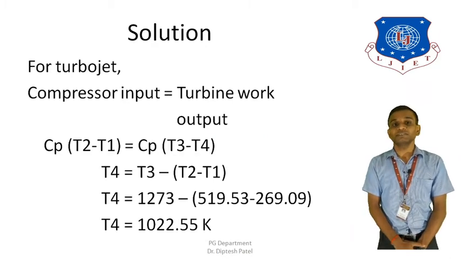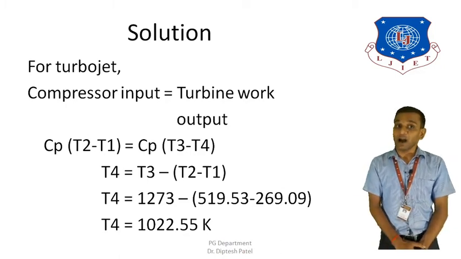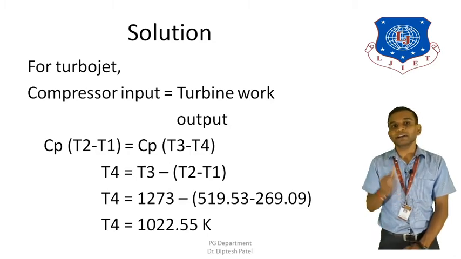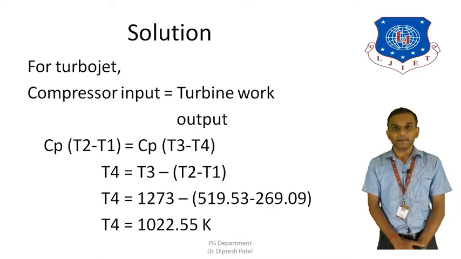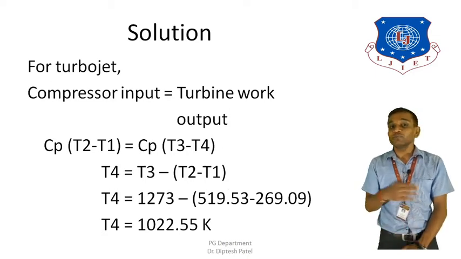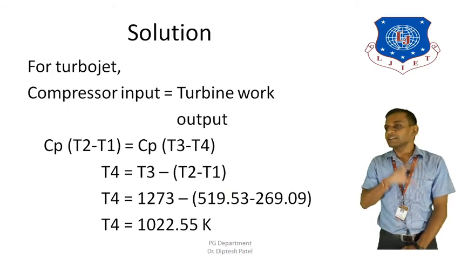Now since for the turbojet engine the compressor work input is always equal to the turbine work output, therefore I should be able to write down the compressor work takes place from 1 to 2 and the turbine work takes place from 3 to 4. So I should be able to write down Cp, which is specific heat, T2 minus T1 is equal to Cp T3 minus T4, right? So Cp would be eliminated from both sides. So what would be left over? The leftover would be T2 minus T1 is equal to T3 minus T4, and therefore T4 is equal to T3 minus (T2 minus T1). I am going to put the values in that equation.